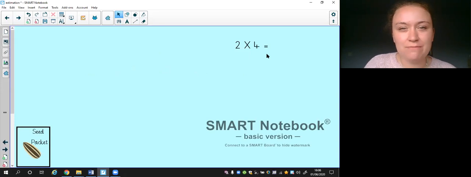Now that doesn't really mean very much to me, so I'm going to change what I say when I land on this times symbol, and instead I'm going to turn it into rows of, or groups of. Can you say that with me? Rows of, or if you like it better, groups of. Okay, now let's read the number sentence again and see if that makes it a little bit easier to understand. Ready? 2 rows of 4 equals. Does that sound a little bit better?